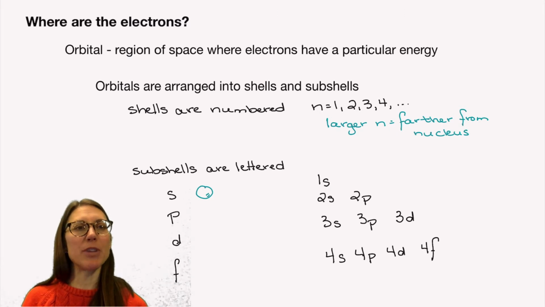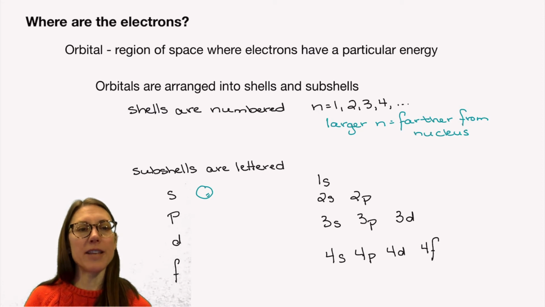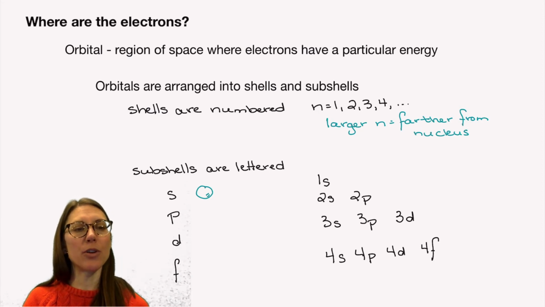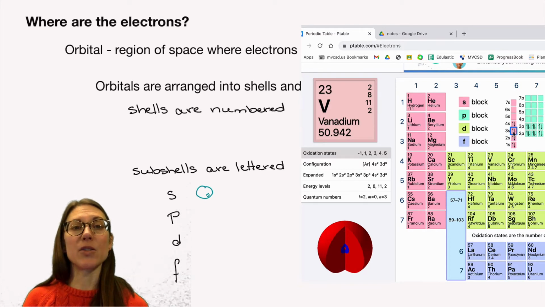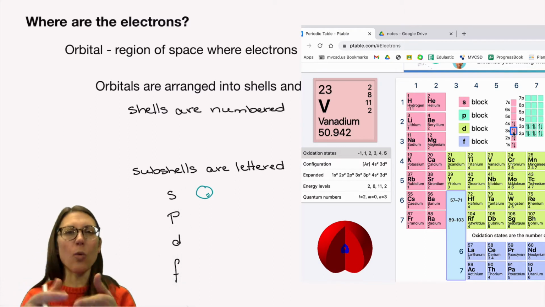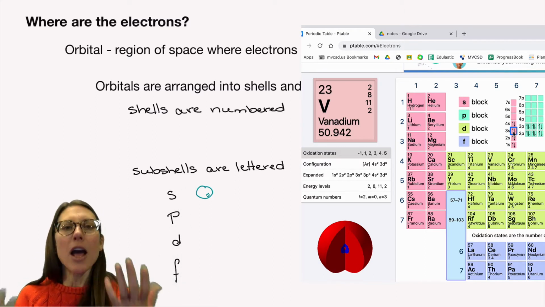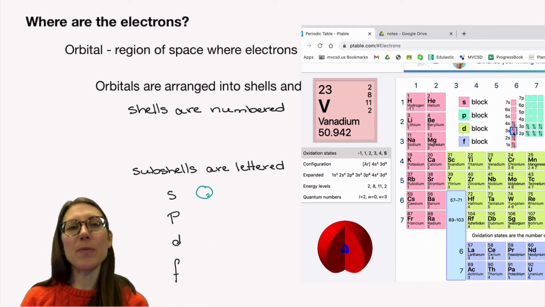So this is ptable.com, and they have a really neat tab up here called Electrons, and on that you can actually see what all the different orbitals look like. So if I click on, say, a 1s orbital, you'll see over here that a 1s orbital is spherical. If I click on a 3s orbital, it's also spherical. They've got a little wedge cut out so you can look on the inside, but the idea is that those are spherical.